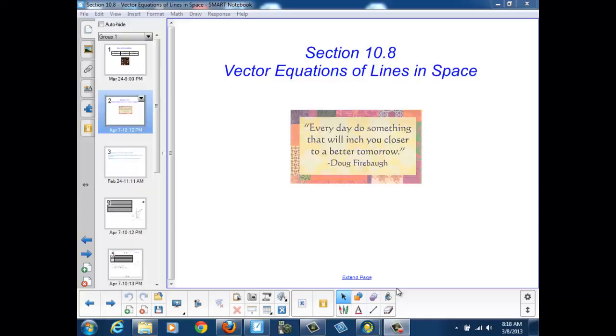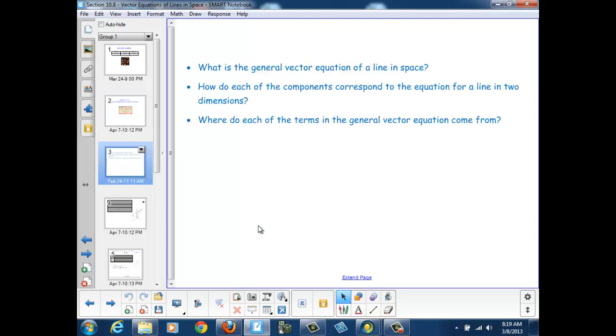Welcome to section 10.8, Vector Equations of Lines in Space. After this section, we should be able to answer these questions. What is the general vector equation of a line in space? How do each of the components correspond to the equation for a line in 2 dimensions? Where do each of the terms in the general vector equation come from?